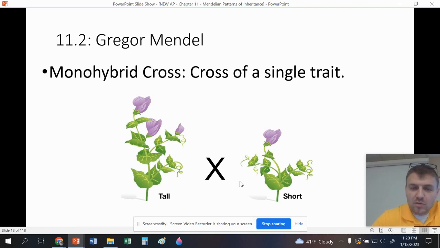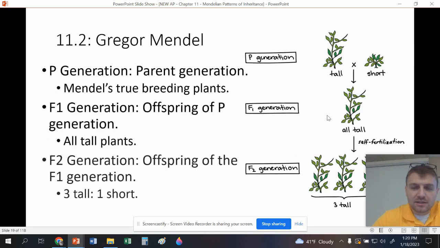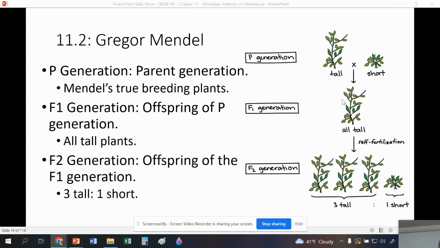Now, this is called a monohybrid cross. We're looking at a single trait, so like tall versus short. Now, what happened was, as you can probably tell, they weren't all tall. So the tall and the short, when crossed, they produced all tall plants. And that didn't make sense because they should be all medium.